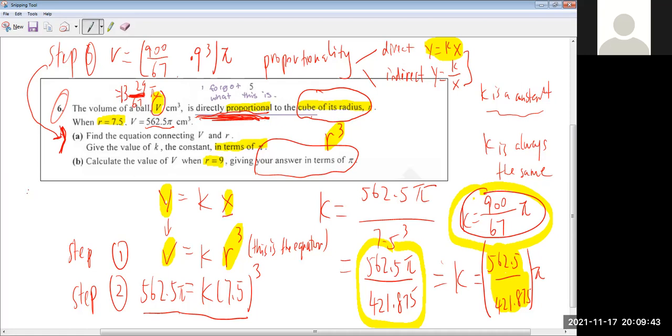If you have, let's say, 1.5, this is called one and a half. That's how you read a mixed number. So for this, it is 13 and 29 over 67 pi. That's how you get this. This question is very common, so you should get this repeatedly.